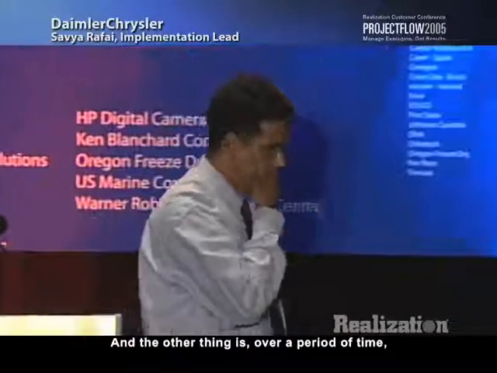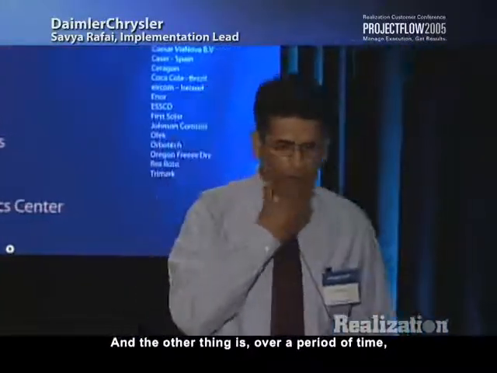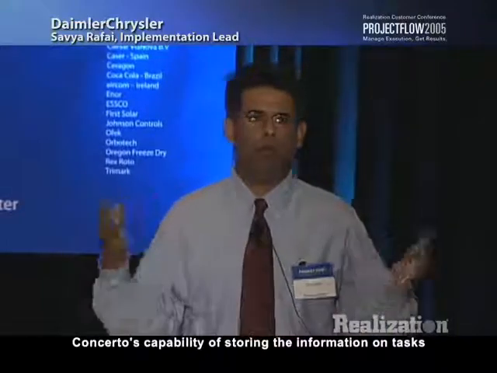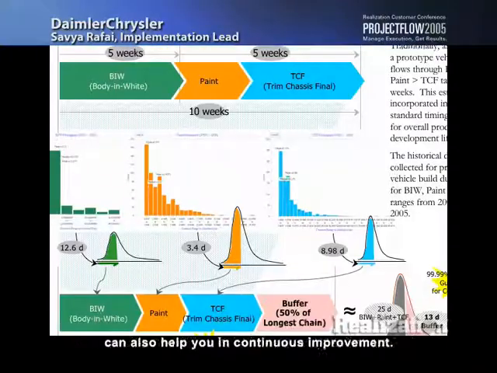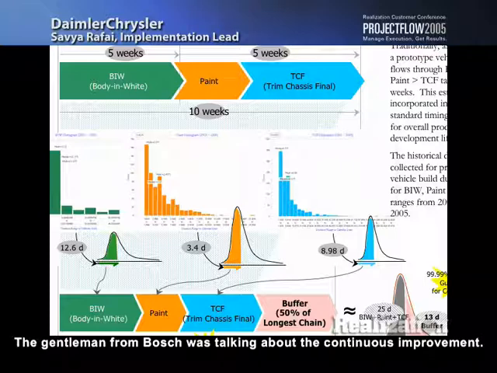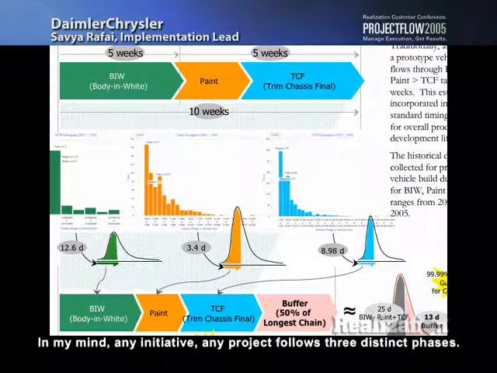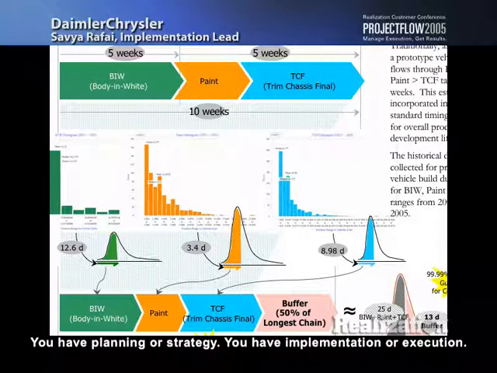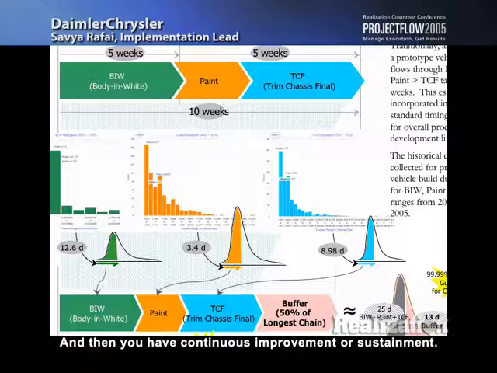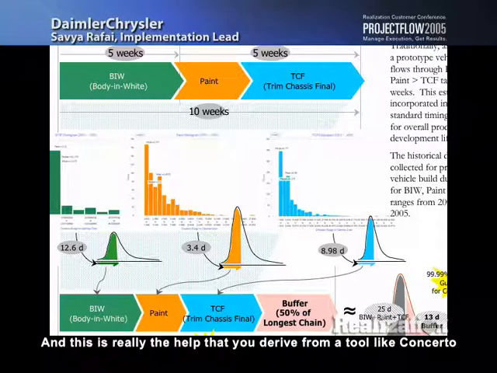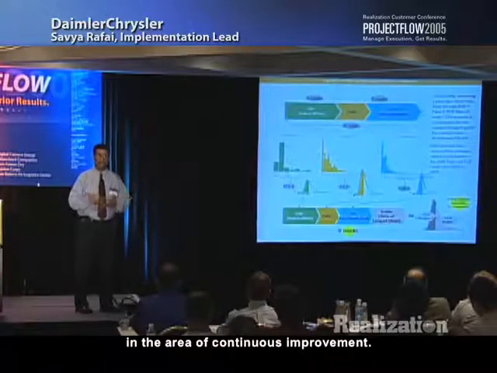And the other thing is, over a period of time, Concerto's capability of storing the information on tasks can also help you in continuous improvement. Gentleman from Bosch was talking about the continuous improvement. In my mind, any initiative, any project follows three distinct phases. You have planning or strategy, you have implementation or execution, and then you have continuous improvement or sustainment. And this is really the help that you derive from a tool like Concerto in the area of continuous improvement.